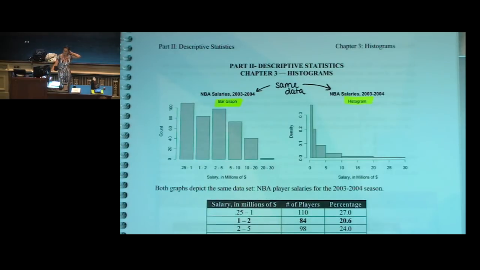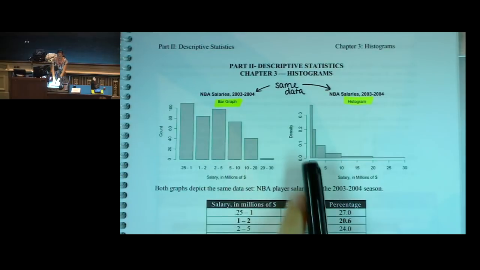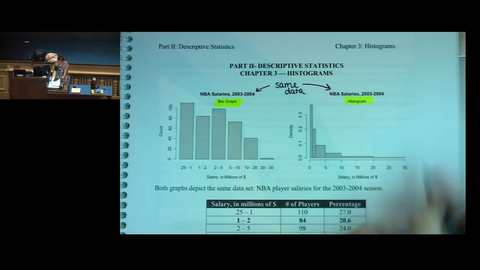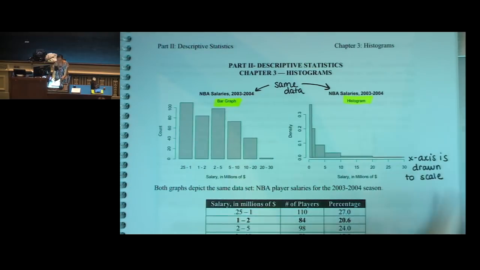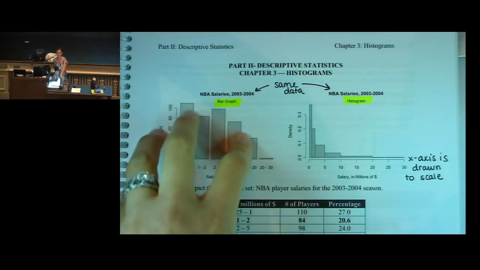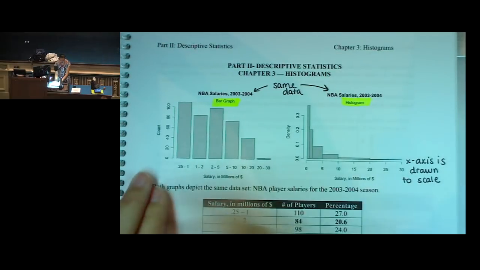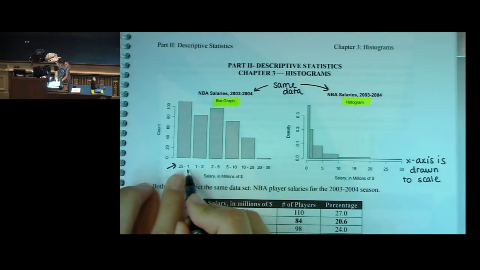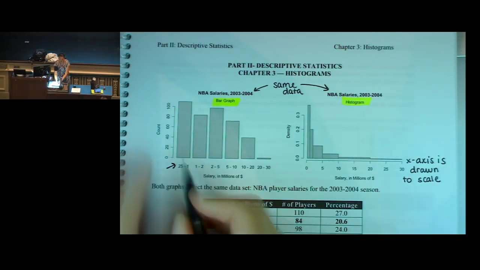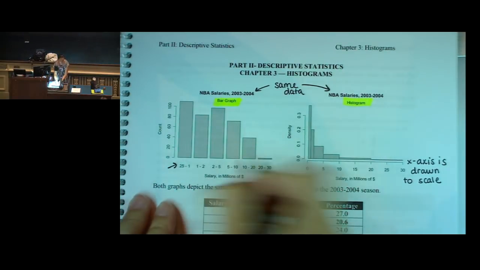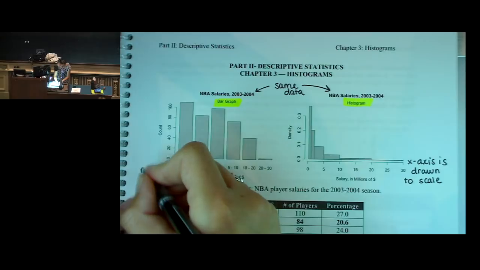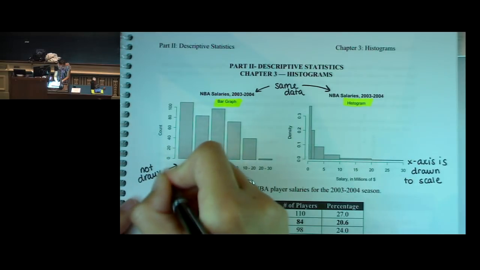The biggest difference is that with histograms, the x-axis actually means something. The x-axis is drawn to scale. So histograms are good for numeric data that can be represented by numbers, whereas bar graphs are better for categorical data, because if you look at the x-axis here, 0.25 to 1, 1 to 2, 2 to 5, the bars are all the same length, but the intervals aren't the same length. So these just represent categories. So you can see on a bar graph, the x-axis is not drawn to scale.